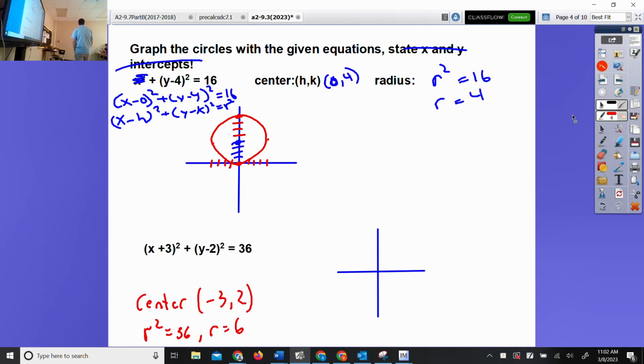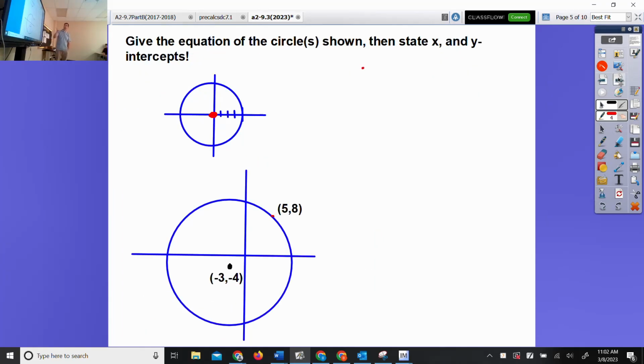Do you remember doing this last year, though? I heard it was on your ACT. Circles usually are to some degree. We're going to skip around. Actually, we're going to do that one right there, the big circle at the bottom. We're going to write that equation.